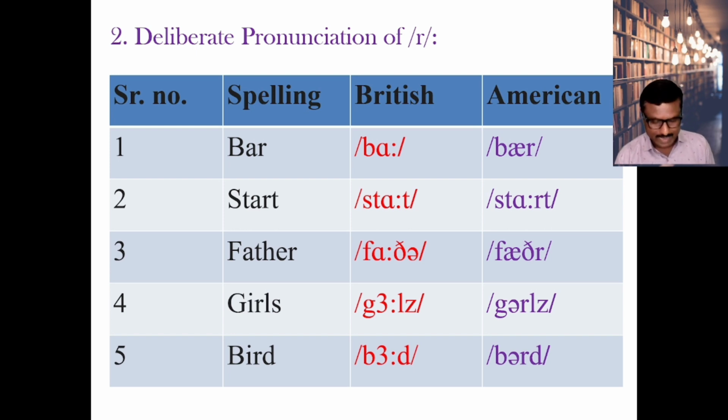Say, for example, there is a sentence, "Which bar you're in." A British person will say which bar you're in, while an American will say which bar you're in. Next would be, "I'm starting my scooter." This will be the Britisher who would say, I'm starting my scooter, while an American will say, I'm starting my scooter. And in relation to father, British will say, he's my father, while American will say, he's my father. Because Americans tend to pronounce the sound r. Girls and birds, same is the case. I think you have understood this difference.